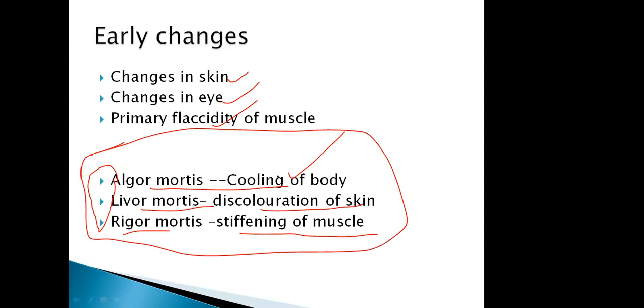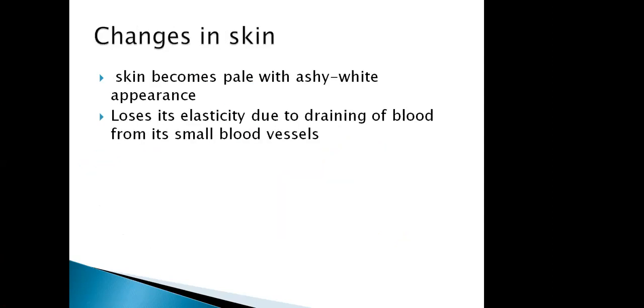One is cooling of the body. After dying, after a certain time, the body becomes cool. That is called algor mortis. Then livor mortis: on the dependent parts, there are some color changes. It's called livor mortis. Then after death, the muscles become stiff. This process is called rigor mortis. Let's see them one by one.